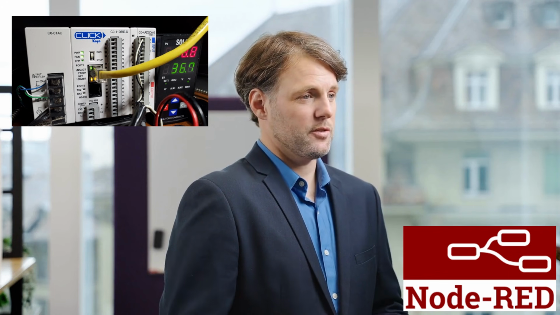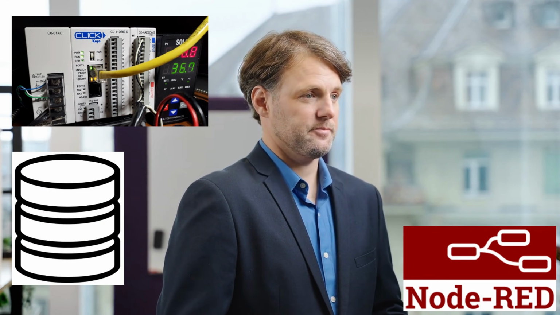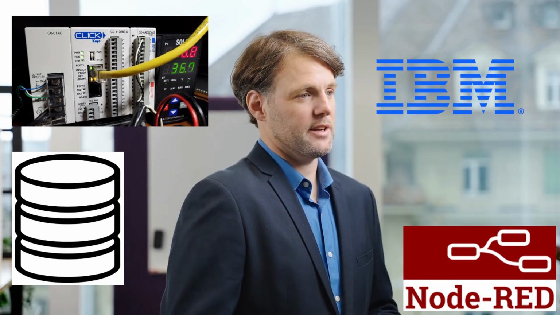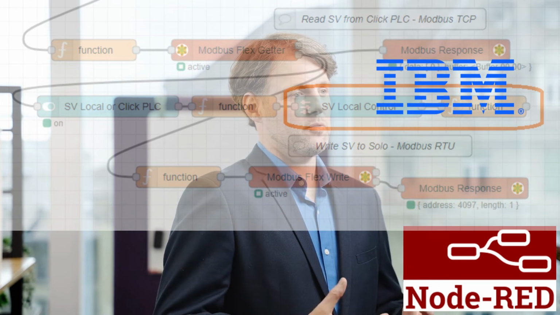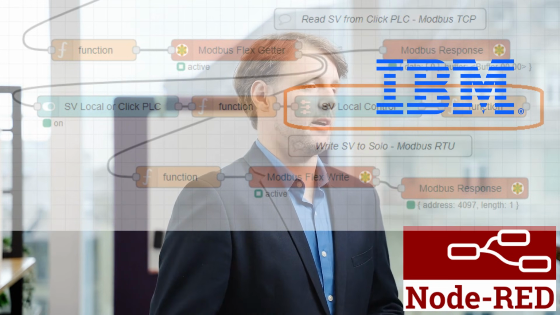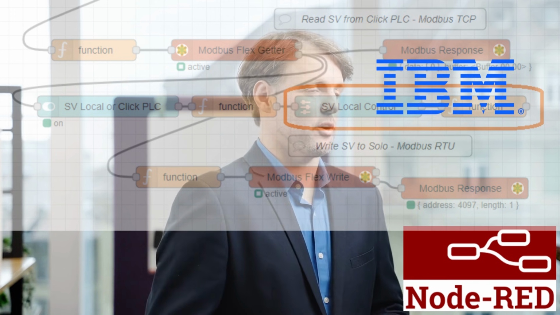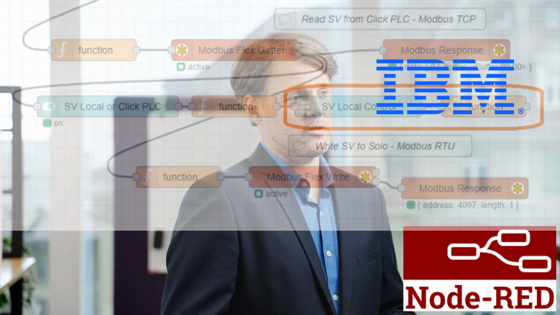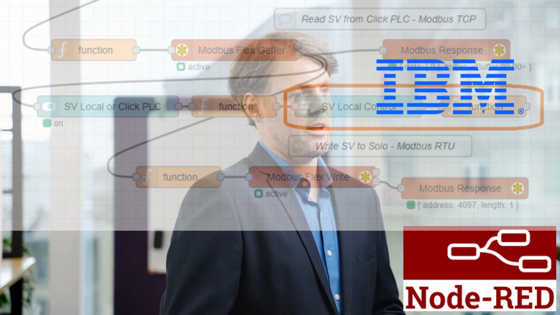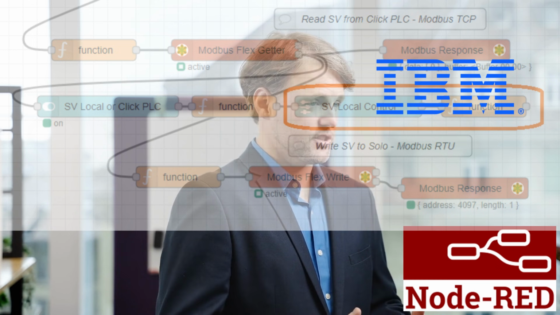Node-RED is a powerful and versatile programming tool for connecting hardware devices, online services, and APIs. Developed by IBM, it has become an essential instrument for creating Internet of Things applications and automating processes. At its core, Node-RED is a flow-based programming tool. It allows users to connect various nodes, each representing a specific function or service, to create complex workflows and applications.